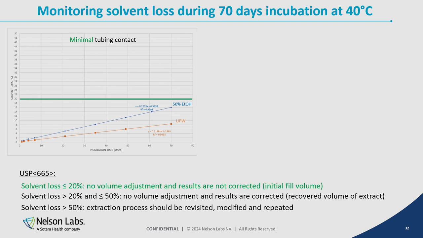And therefore, we also managed to do an extraction with a solvent loss below 20%, which is specified in USP 665. And that information is also needed to calculate the results that we measure on our instruments in micrograms per liter to micrograms per square centimeter, taking into account the fill volume of the bag at the beginning of the experiment.